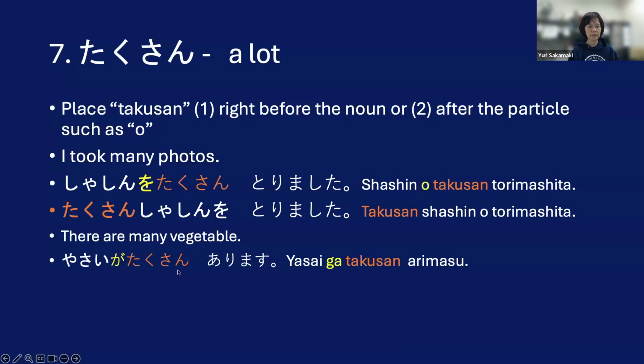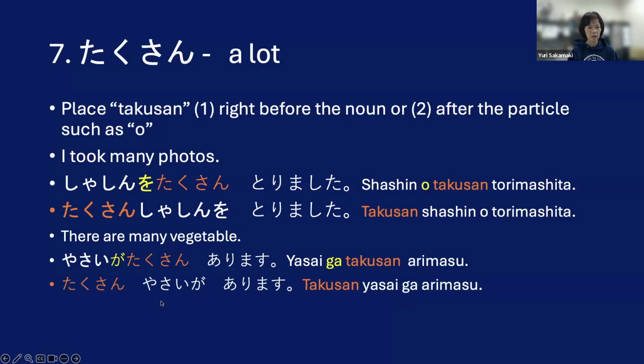Or something like this. 野菜が, after が, it's a particle, you can use たくさん. 野菜がたくさんあります。There are many vegetables. Maybe at a farmer's market. Or you can say たくさん. You can put たくさん before the noun 野菜.